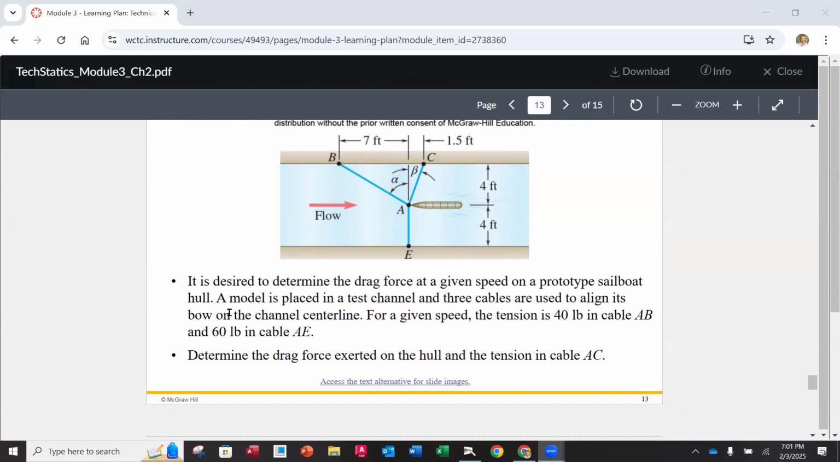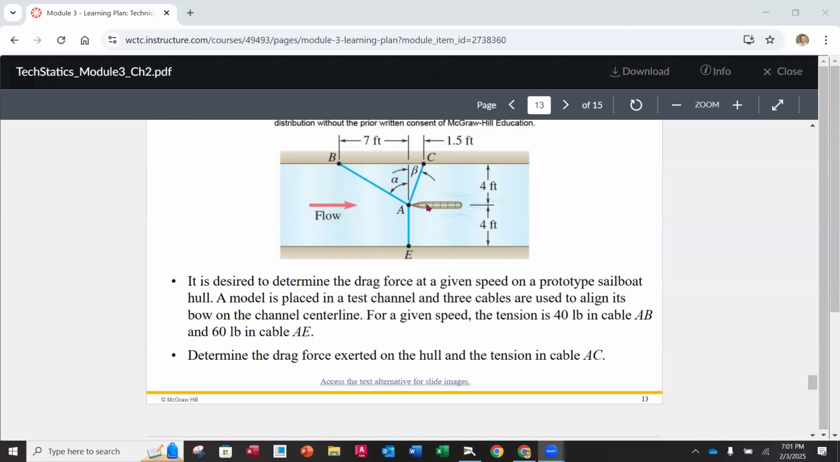So a model is placed in a test channel, and 3 cables are used to align its bow on the channel center line. For the given speed, the tension is 40 pounds in cable AB. So we know what the tension is in this cable. It's 40 pounds. And we also know that it's 60 pounds in this cable. Okay. So they want us to determine the drag force exerted on the hull and the tension in AC.